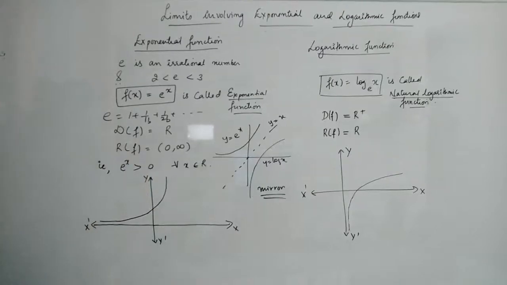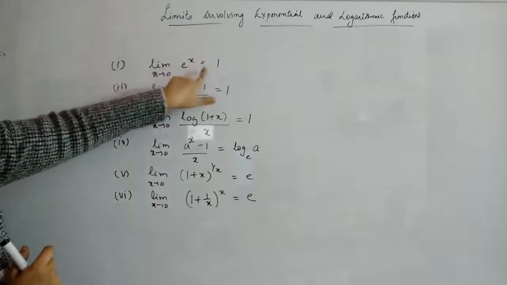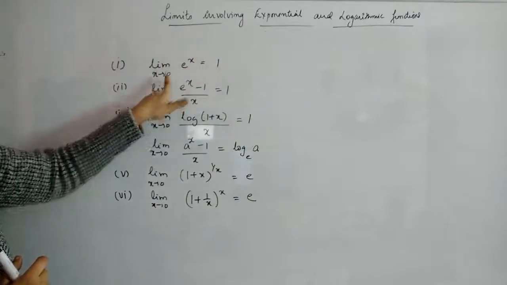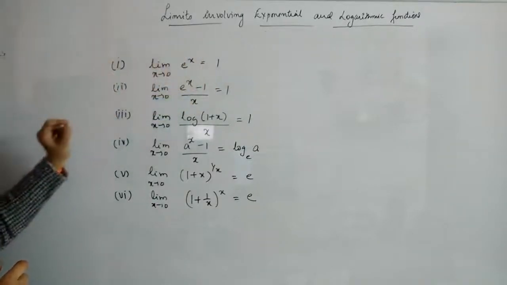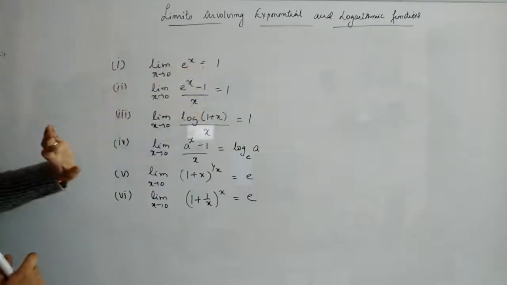Okay. So the first thing you have is limit x tends to 0, e raised to x is equal to 1. That means when you substitute the limit, it is e raised to 0, and e raised to 0 is 1. Anything raised to 0 is 1. Like that, e raised to 0 is also equal to 1.